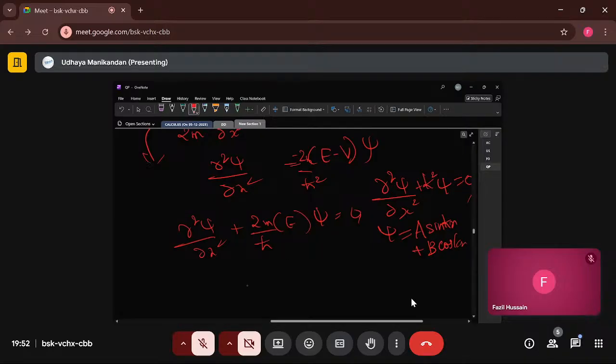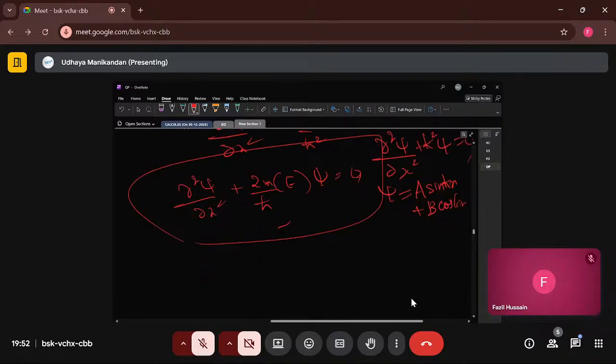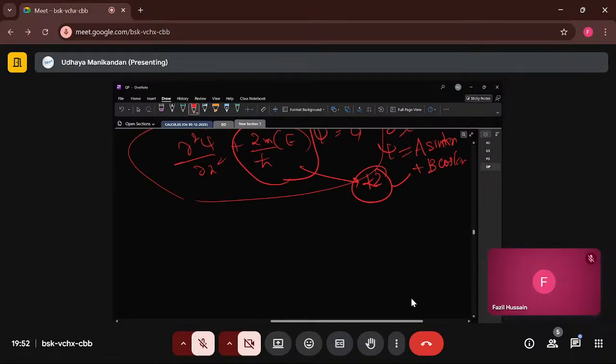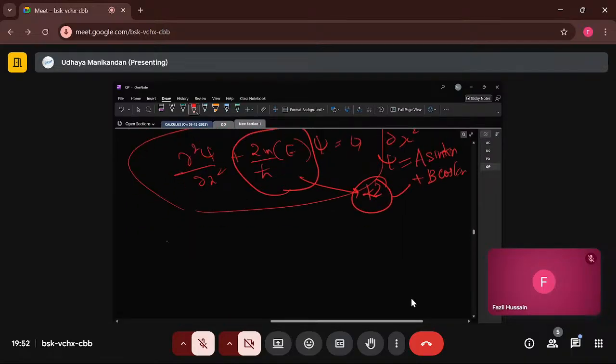Very nice. Now this whole expression is going to be called k square. We'll be using this towards the end. Remember this: 2mE by h cross square is nothing but k square. So I compare this form and psi is represented as A sin kx plus B cos kx.